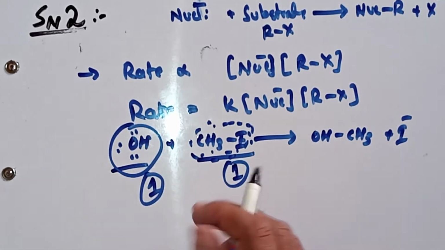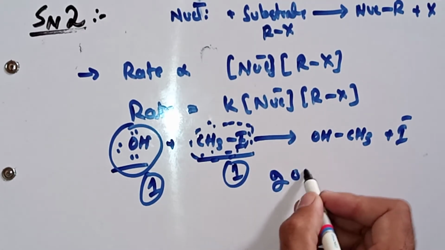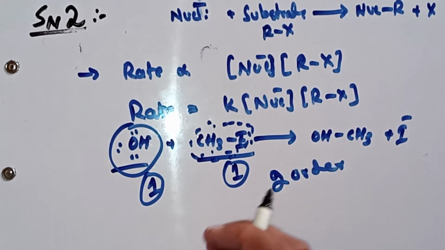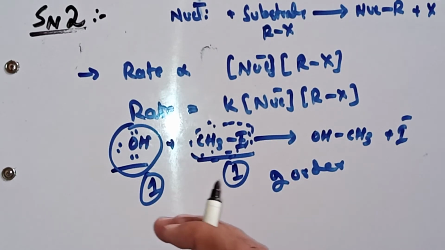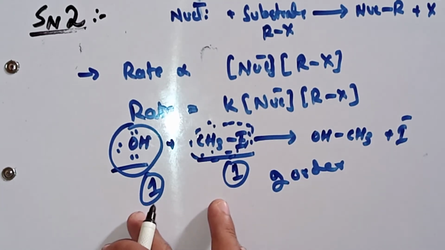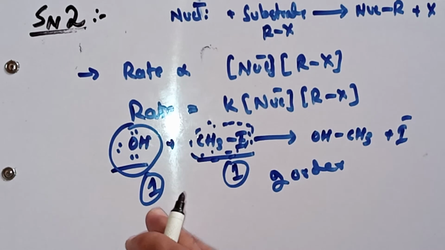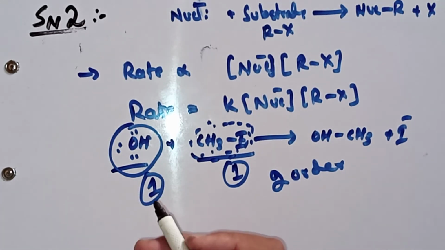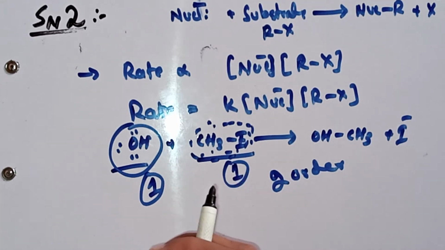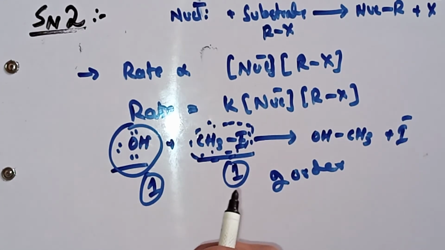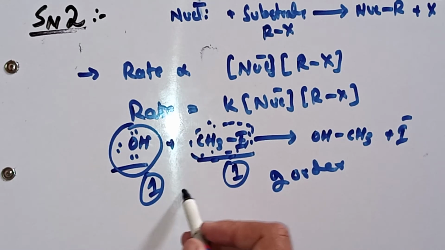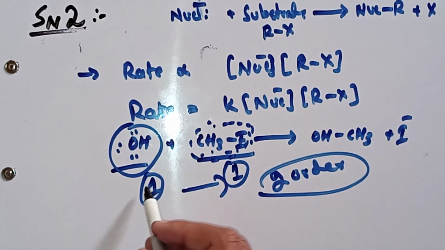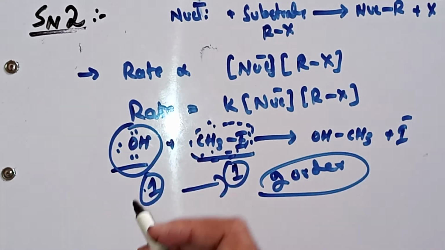So the total order of the reaction will be second order, because the order is the summation of the orders of all the reactants upon whose concentration the rate depends, that may be double or triple. When we sum all these, that will become the final order. So it will be a second order reaction, because this is one and this is one.